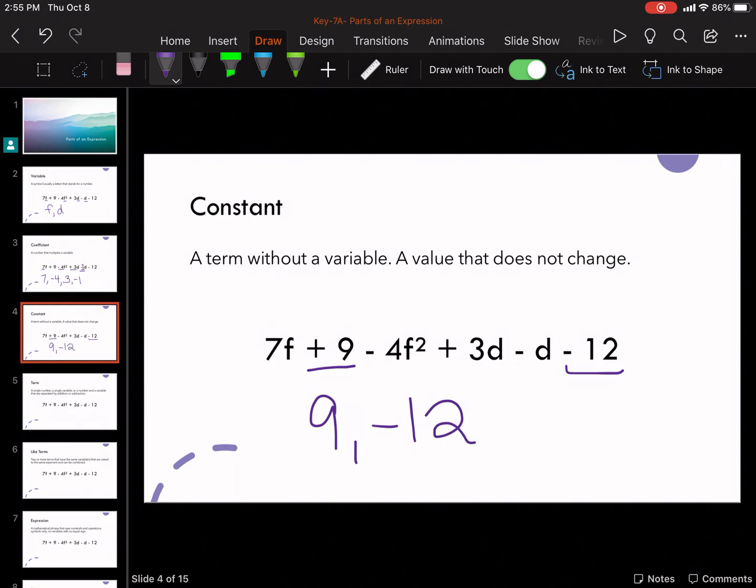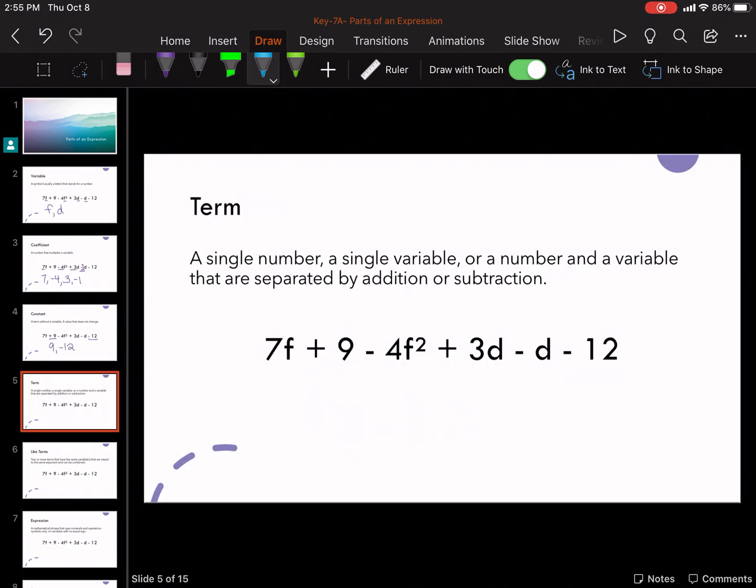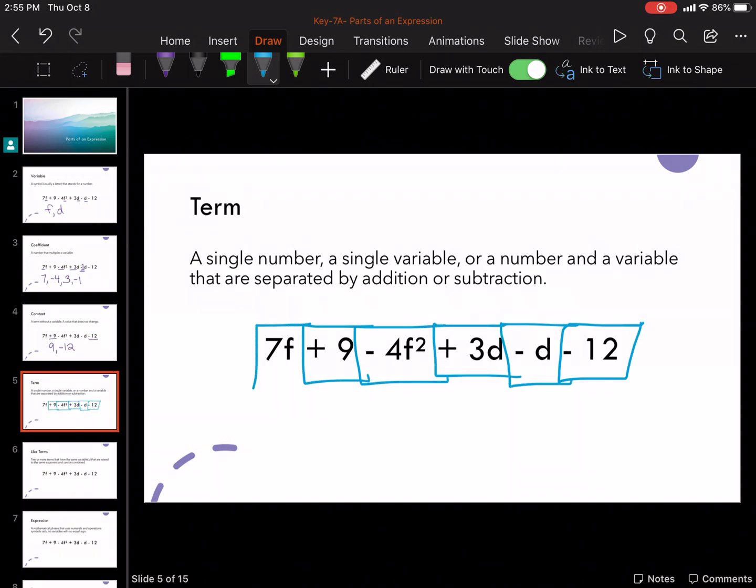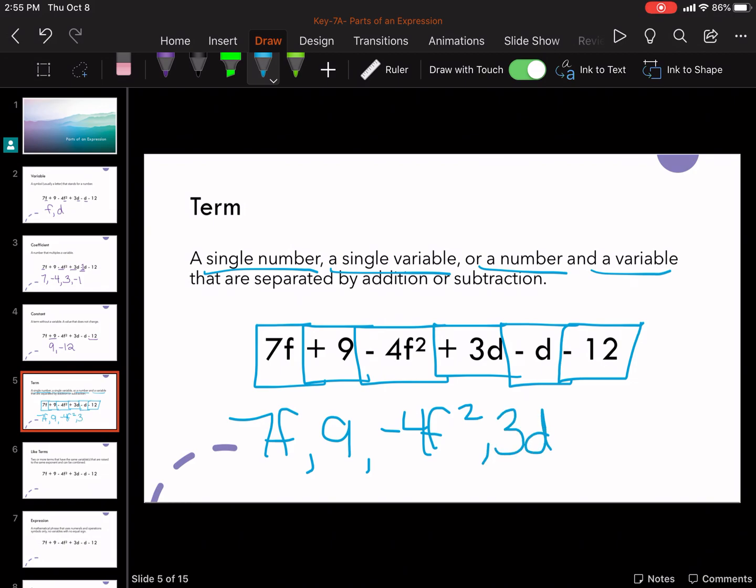Okay, watch those negatives. So terms, here's when I do what's called training it up. I start at the end, and it helps you kind of with your negative symbols. So everything in a box is a term. So a single number, single variable, or number and a variable. So we have 7F, 9, -4F squared, 3D, -D, or you can write -1D, and then -12. Everything in a box is a term.